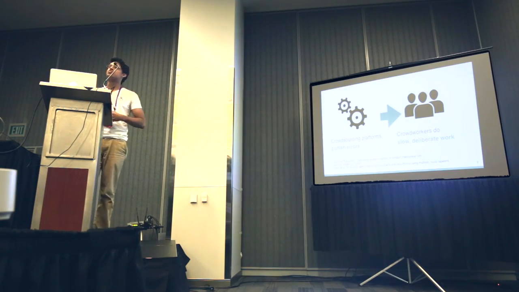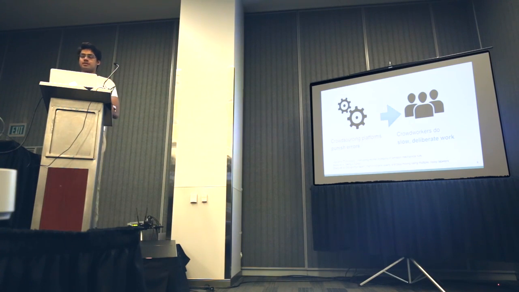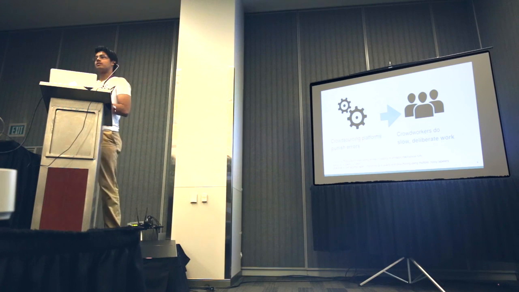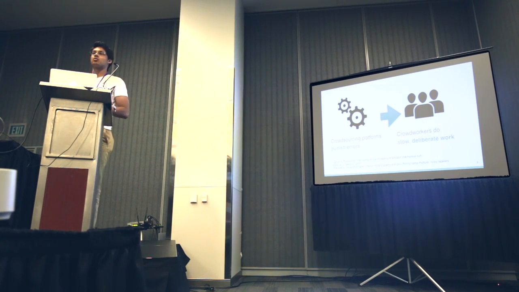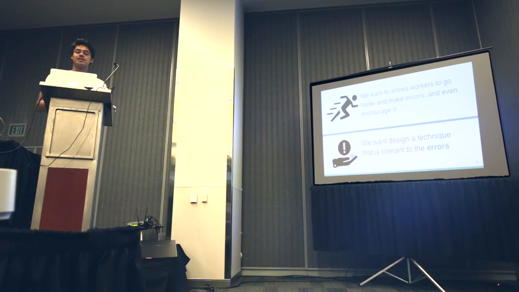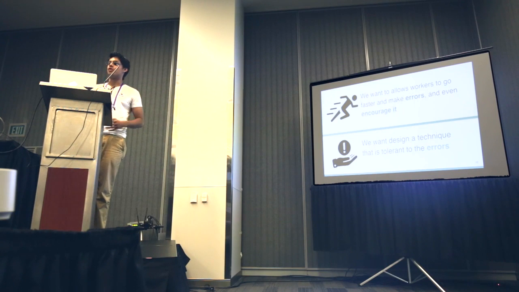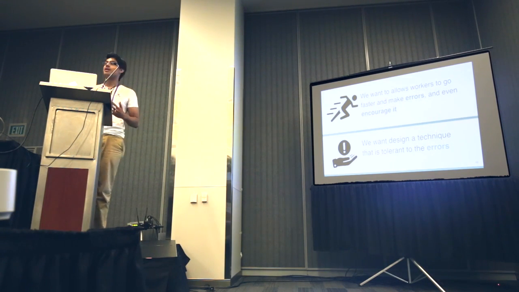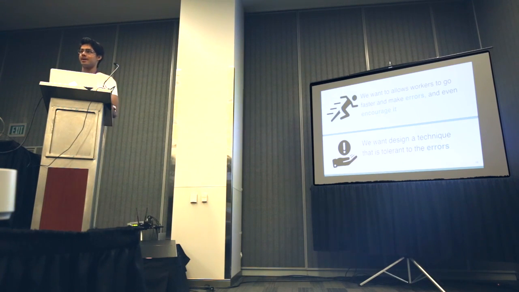The reason workers work slowly on crowdsourcing platforms is because they're worried about getting punished. When they make an error, requesters reject their work. When their work gets rejected, their approval ratings go down, and they find it harder to find new work. This leads to crowd workers doing very slow and deliberate work. But what we want is to allow crowd workers to go faster, to even make errors. And in fact, using our interface, we encourage them to make errors.